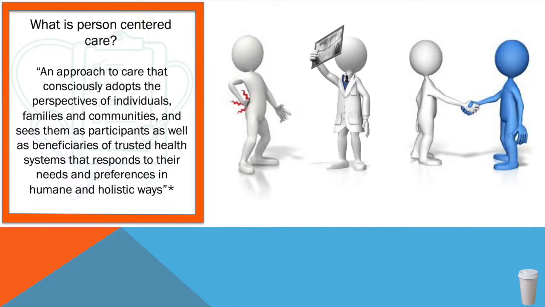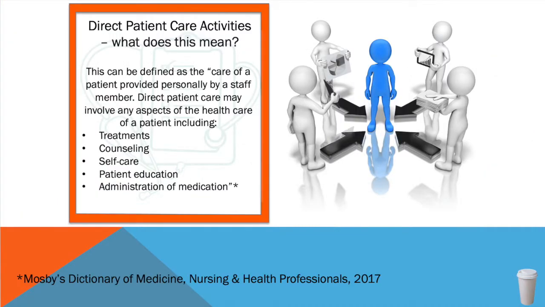Now let's delve further into patient-centered care and discuss ways to implement it, in particular with direct patient care activities. What does this mean? This can be defined as the care of a patient provided personally by a staff member. Direct patient care may involve any aspects of the healthcare of a patient, including treatments, counselling, self-care, patient education, and administration of medication. As with most things, person-centered care has its barriers, which include traditional practices and structures, time constraints, professional attitudes, and being sympathetically present.